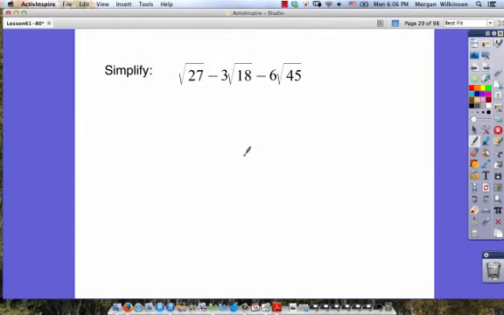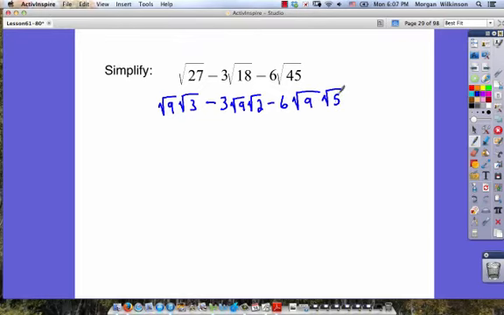Here we're going to simplify again: the square root of 27 minus 3 times the square root of 18 minus 6 times the square root of 45. So the square root of 27 could be broken down into the square root of 9 times the square root of 3. Minus 3 times the square root of 18, well, we just worked that one. That was the square root of 9 times the square root of 2. Minus 6 times the square root of 45. Well, the square root of 45 is going to be the square root of 9 times the square root of 5.